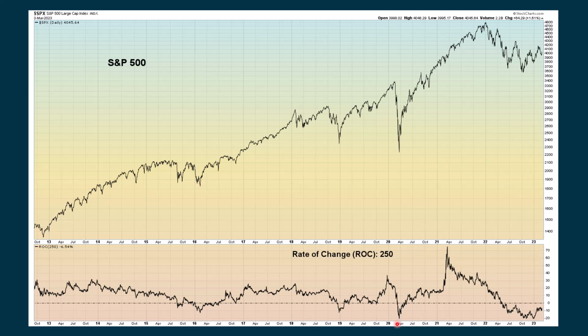Then I just showed two rate of change charts. I have a number of other charts that I show, but I show those when we've moved too far, too fast in one direction or the other. This is a rate of change going back 250 periods, showing how we came down to test the COVID low and we're starting to bounce back up.